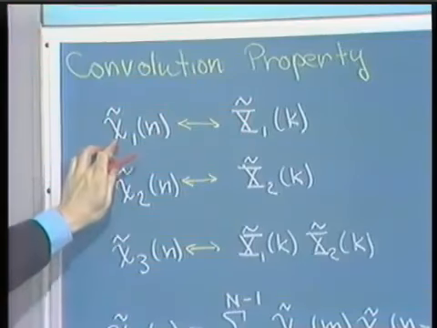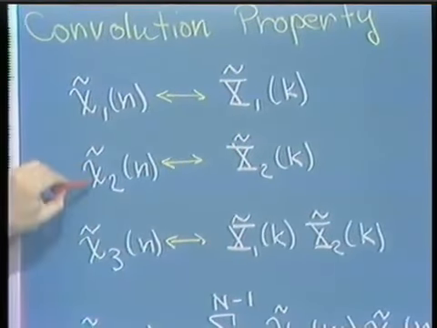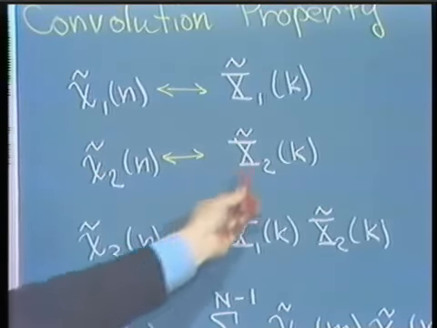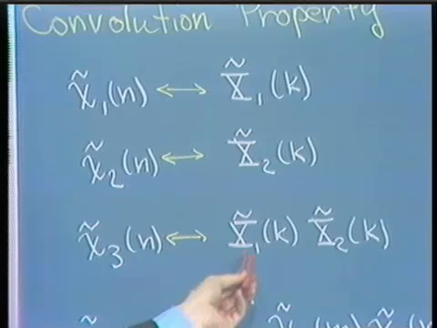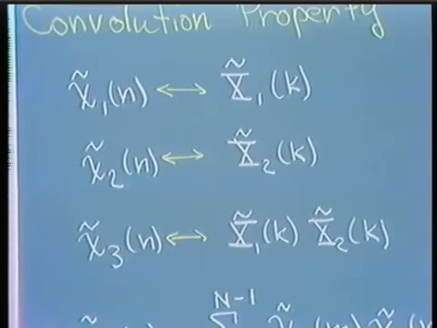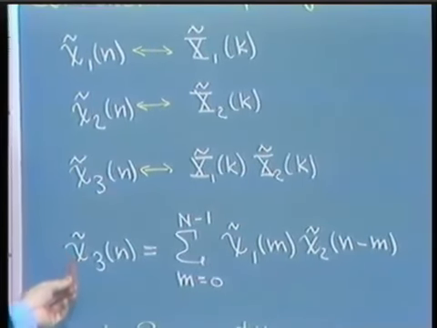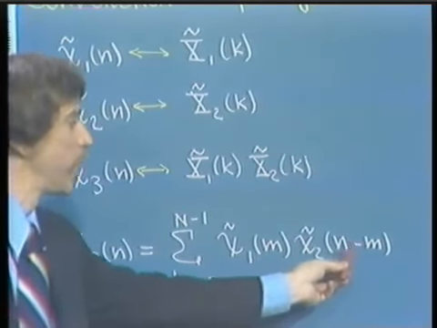In particular, we have a periodic sequence x1 tilde of n, and here are its Fourier series coefficients. A second periodic sequence x2 tilde of n with its Fourier series coefficients. And what we'd like to ask is, what is the periodic sequence x3 tilde of n whose Fourier series coefficients are the product of x1 tilde of k and x2 tilde of k. In other words, if we multiply the Fourier series coefficients together, what is the sequence that that corresponds to? The answer, which involves just a little bit of algebra to verify, is that the resulting sequence is a sum of x1 tilde of m, x2 tilde of n minus m.